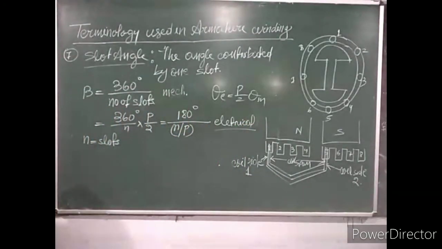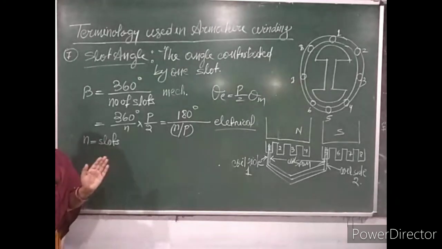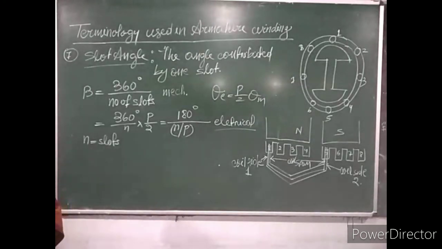So these terms are also utilized for finding winding factors like pitch factor and distribution factor. In this topic, you have learned the basic terms used in armature winding like conductor, turn, coil, coil side, coil span and slot angle.